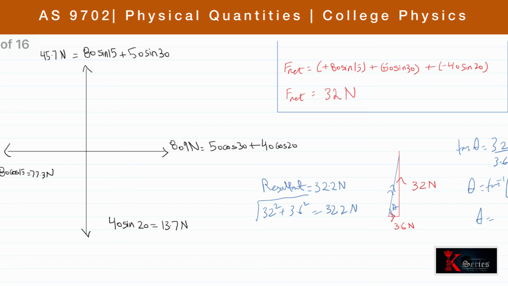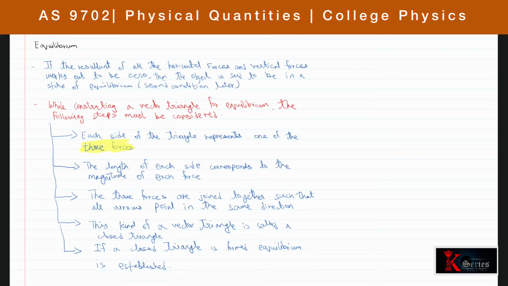With this we'll be moving on to equilibrium. So what is equilibrium? If the resultant of all the horizontal forces and the vertical forces turns out to be zero, the object is said to be in a state of equilibrium, right? So this is the first condition for equilibrium. The resultant of all the horizontal forces and the vertical forces works out to be zero. The object is said to be in a state of equilibrium. So this is the condition for equilibrium.